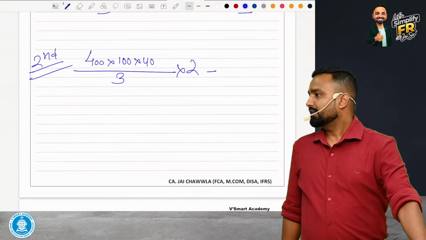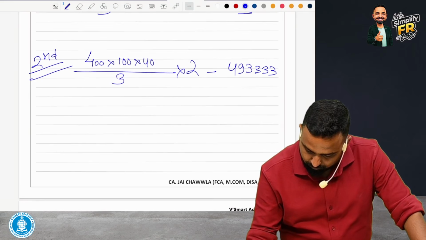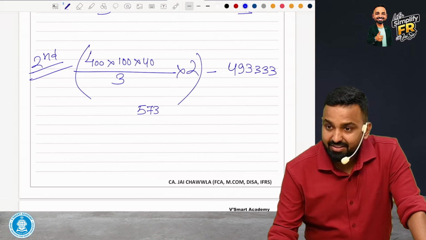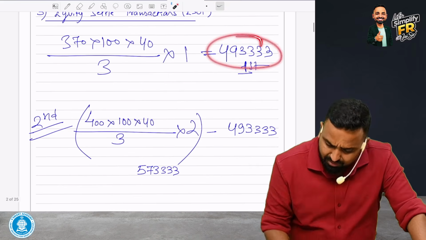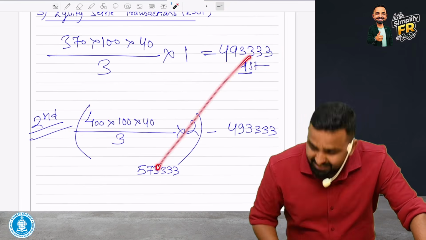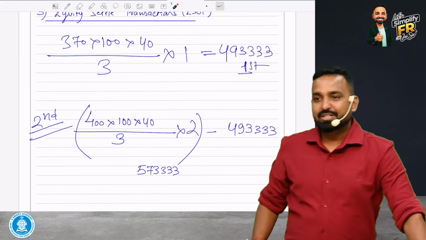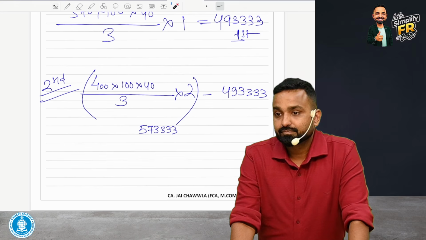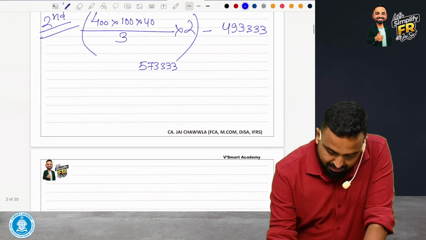Have you got the point? Minus, 5,73,000. Why is it not the same as the first year? Why has it increased? Because we can see the increase in the number of employees expected. Very good. So the second year answer is this. You got the point?